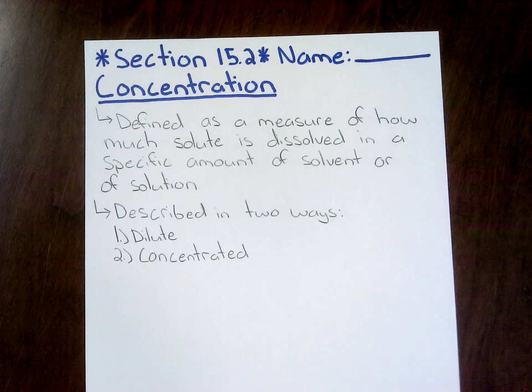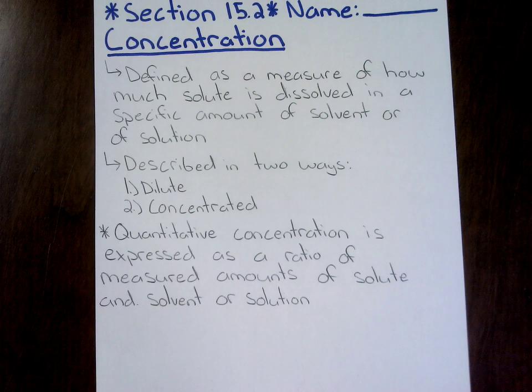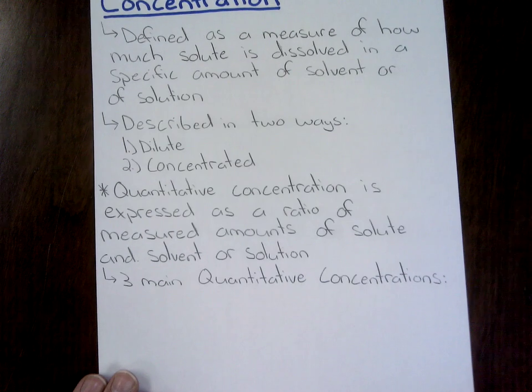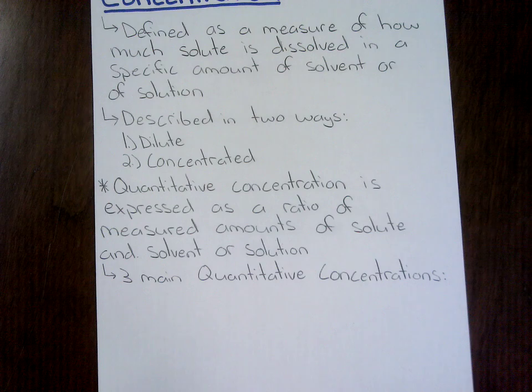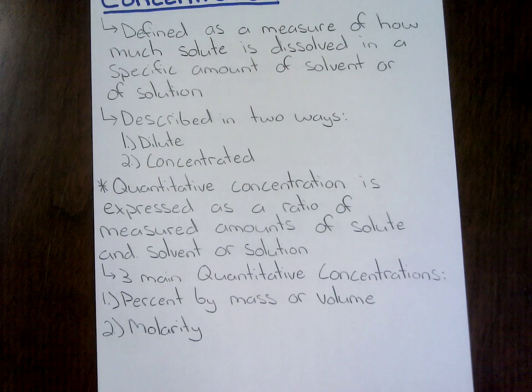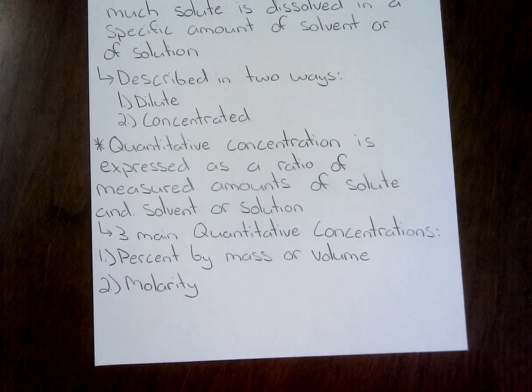Now, quantitative concentration is expressed as a ratio of measured amounts of solute in solvent or solution. We have three main ways we express this quantitative concentration. The first way is percent by mass or volume. The second method is molarity. And the third common quantitative concentration terminology is molality.